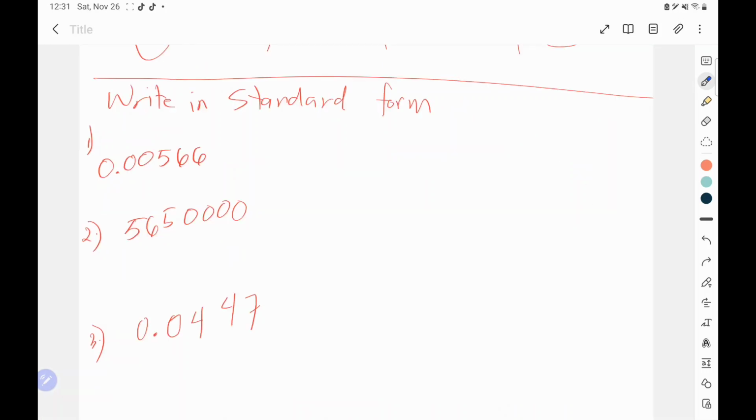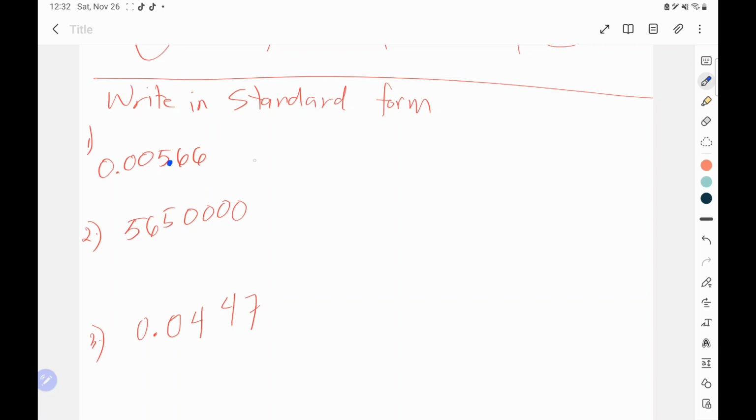So the problem says write the following in standard form. Of course, we know that in standard form the number must be greater than 1 but less than 10. That's your standard form here. Okay, let's start with number 1 first. We're going to put the decimal between 5 and 6, because 5.66 makes the value greater than 1 and less than 10. Also, we have to put it here.